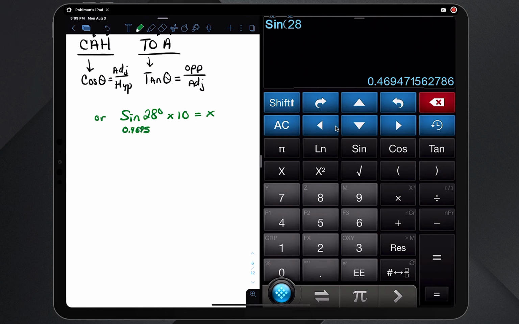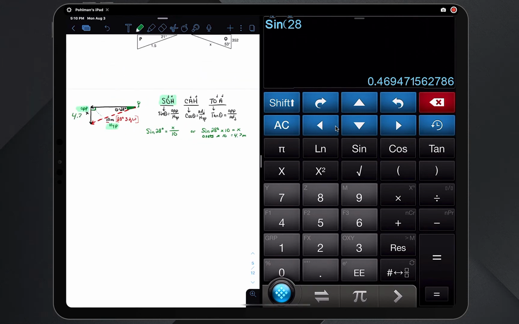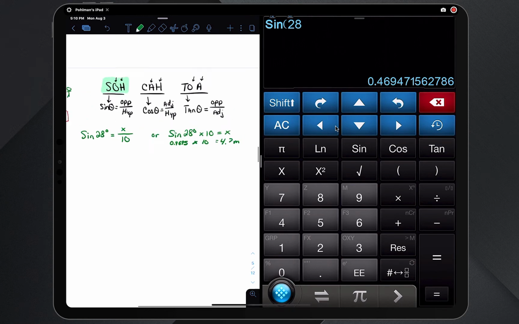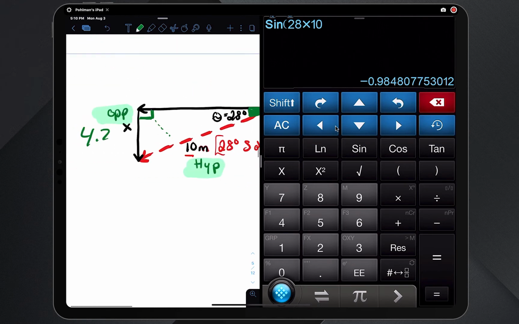0.4695. Now if we multiply that by 10, the length of that side is going to be 4.6, let's just say 4.7, we'll round it off. We'll say 4.7 meters. And if you're looking at the diagram, that looks about right. But how about your calculator? If you just put in sine 28 times 10, ooh, we come out with a negative number.